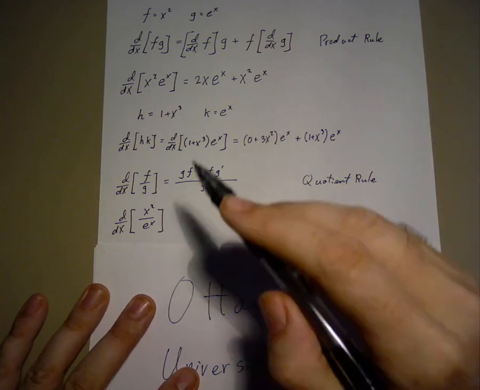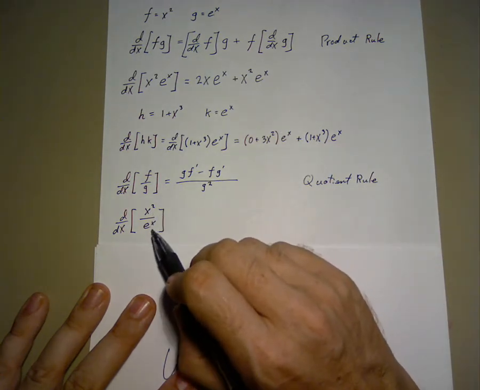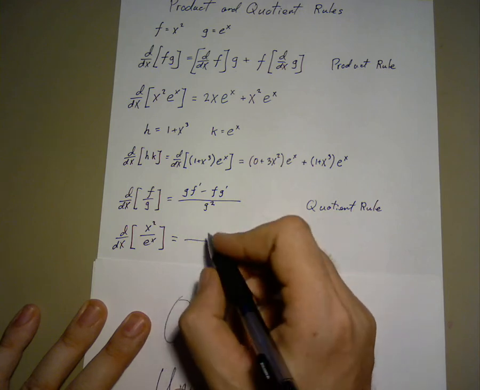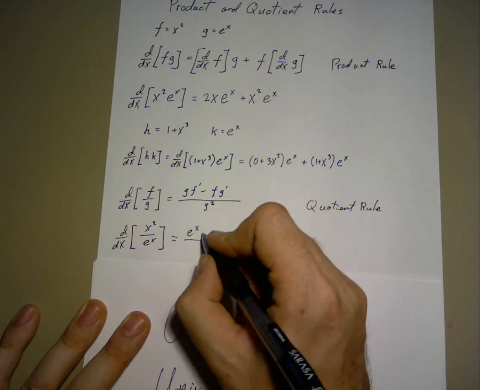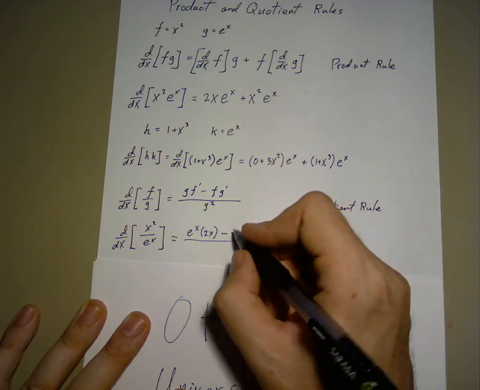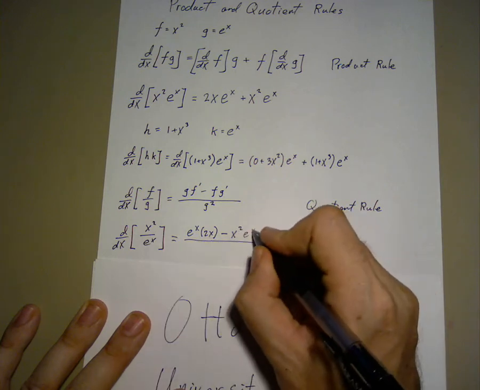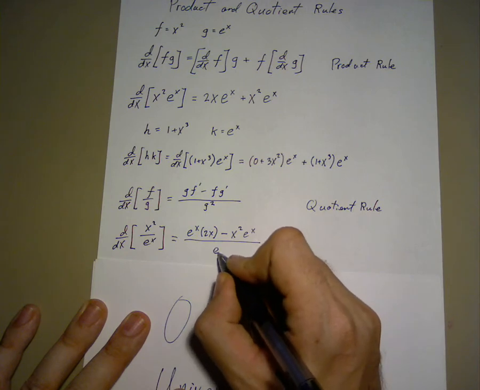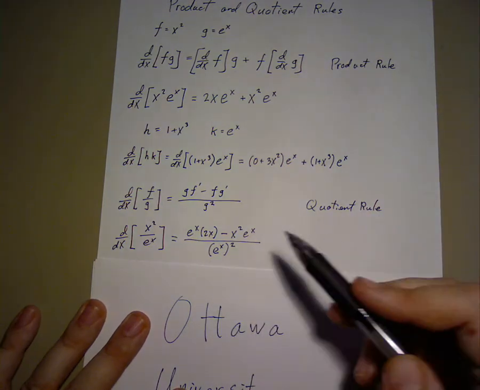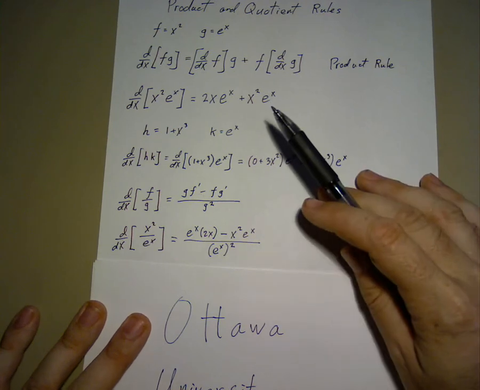In this case, we will take our original two functions, f and g, and find the derivative of x squared over e to the x. The derivative will be our low function times the derivative of our top function, which is 2x, minus our top function, which is x squared, times the derivative of our bottom function, which is e to the x, over the square of the bottom function. This is the derivative of x squared over e to the x. Now we can certainly simplify this, but I'll leave that to the interested student.